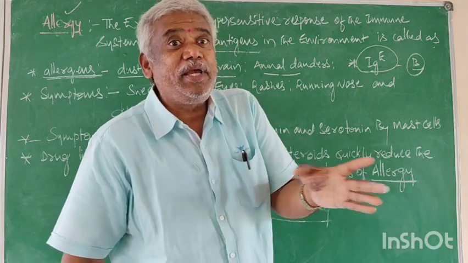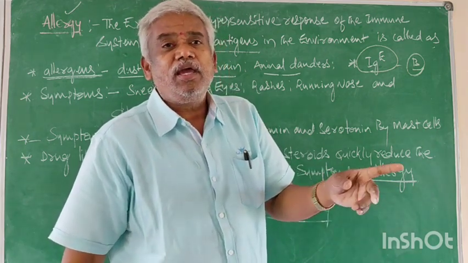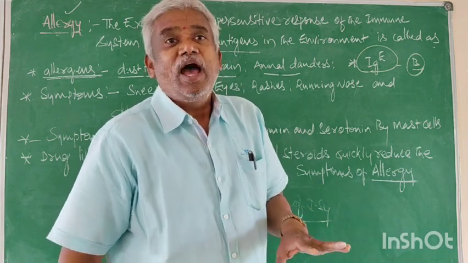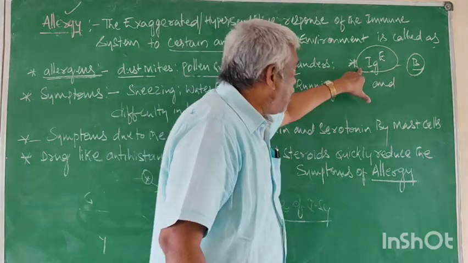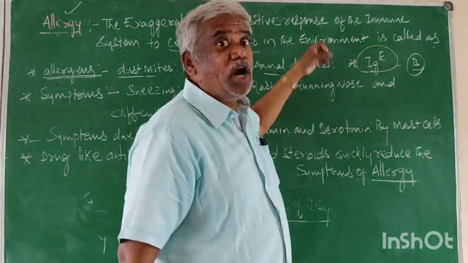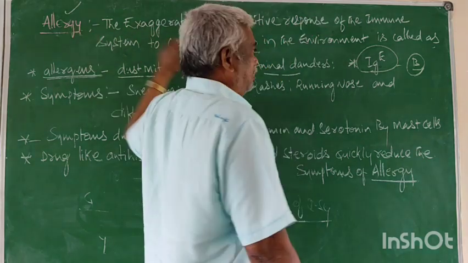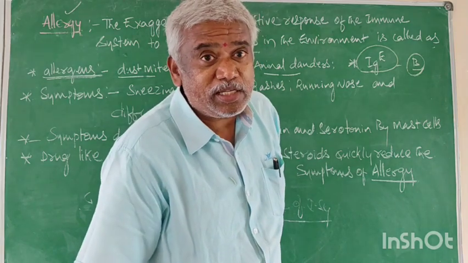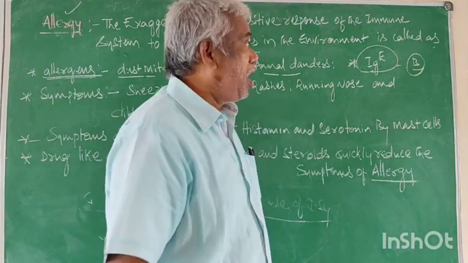IgG, IgA, IgM, IgE, IgD. Name the antibody which is involved in allergy. That is IgE. But if IgE is involved, B cells are involved.